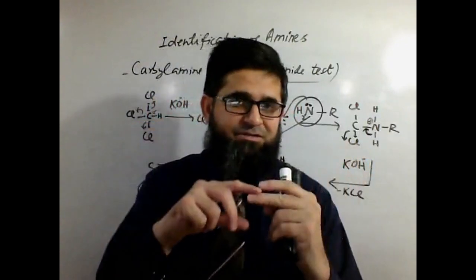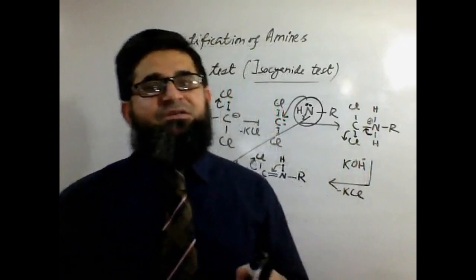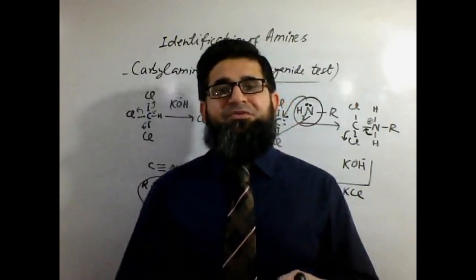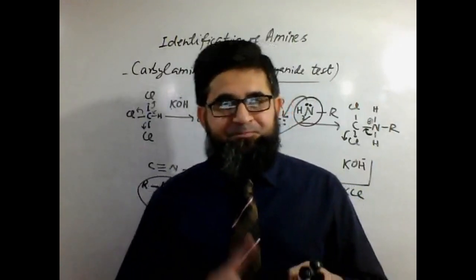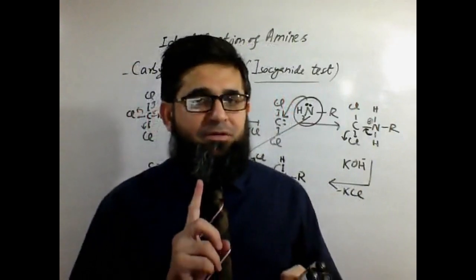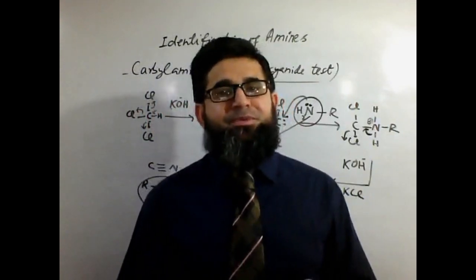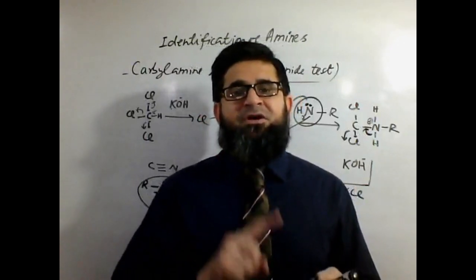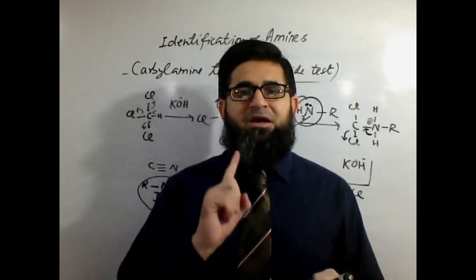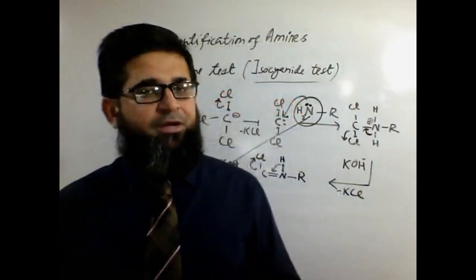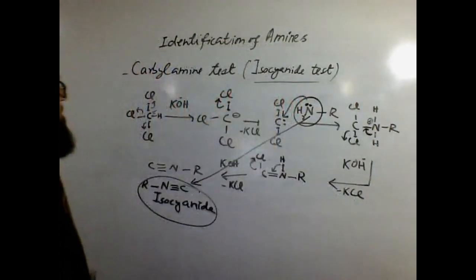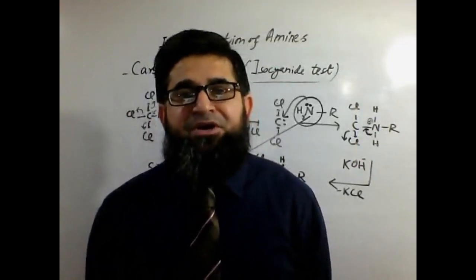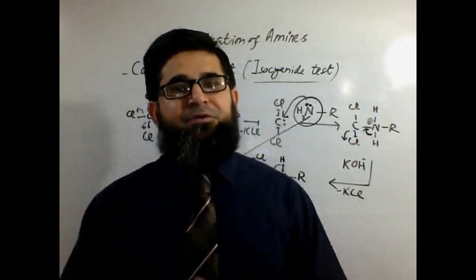So there are two tests. One is the diazotization test, the other is the carbylamine test. Both tests help you to identify the unknown given primary amine. For the diazotization test, you need to keep your temperature from 0 to 5 degrees. You need to use ice jackets. If you are unlucky and the ice is not available in the lab, you can go for the carbylamine test. It will serve you the same way to help you to identify the presence of primary amines.